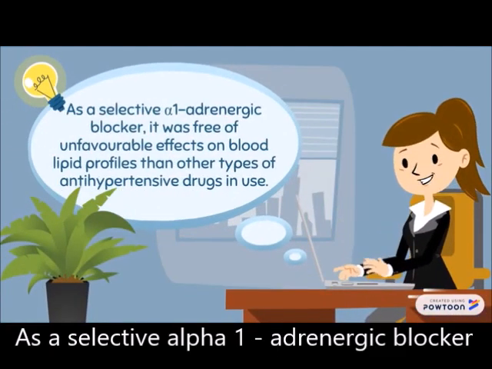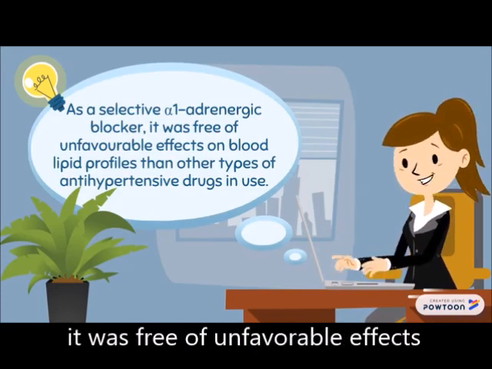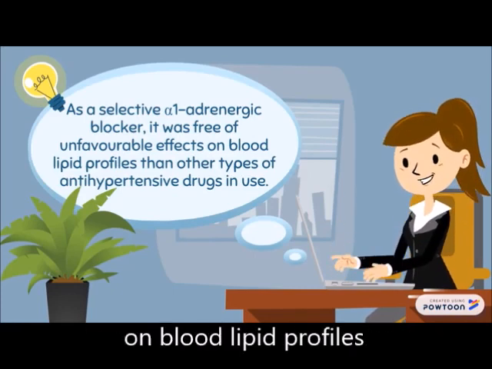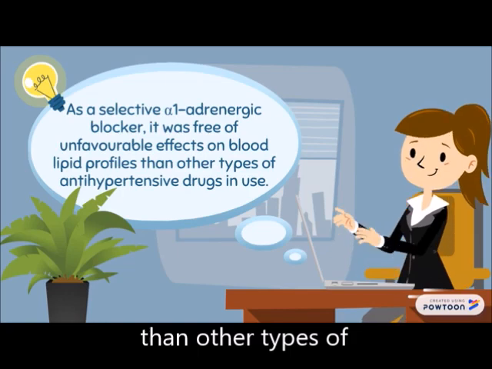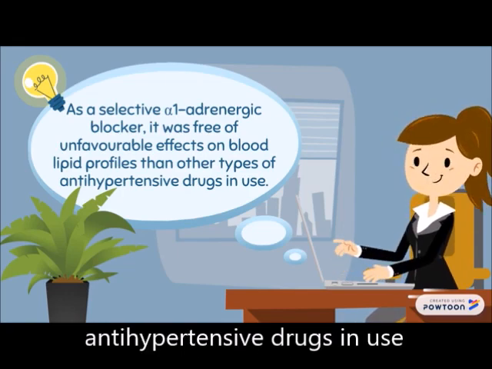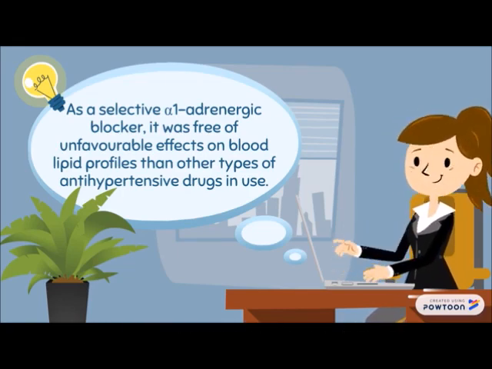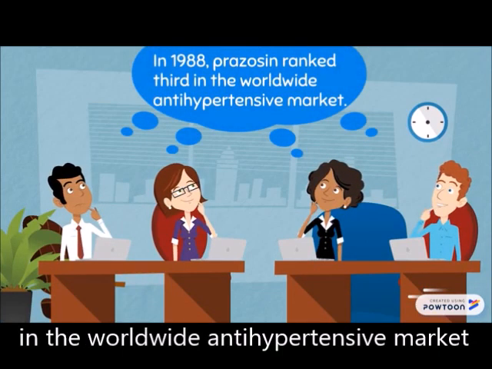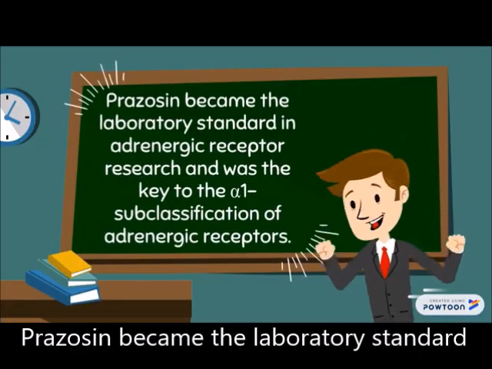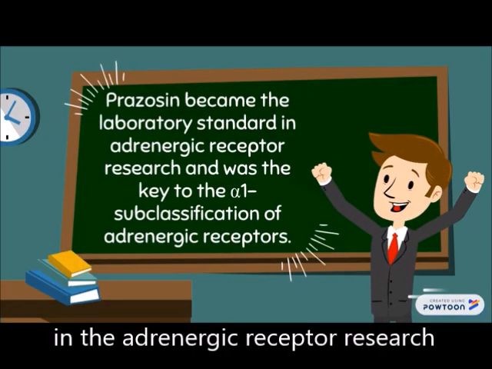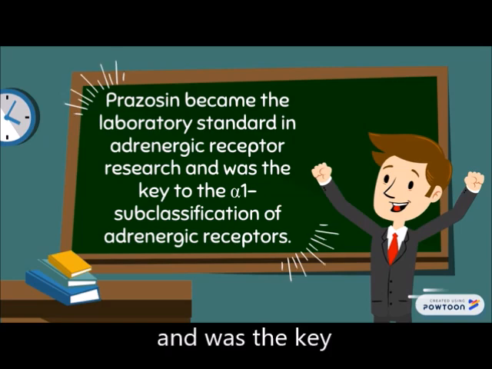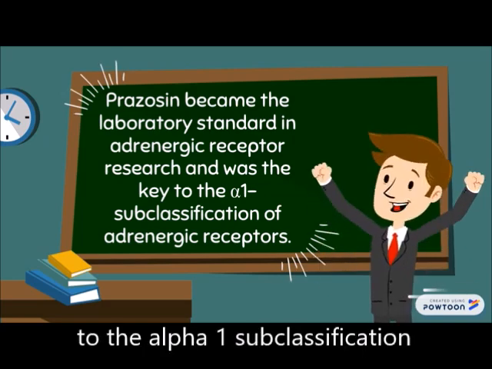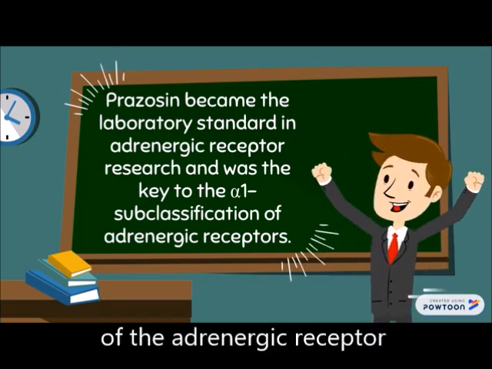As a selective alpha-1 adrenergic blocker, it was free from unfavorable effect on the blood lipid profile than other types of antihypertensive drug in use. In 1988, prazosin ranked third in the worldwide antihypertensive market. Prazosin became the laboratory standard in the adrenergic receptor research and was the key to the alpha-1 subclassification of adrenergic receptor.